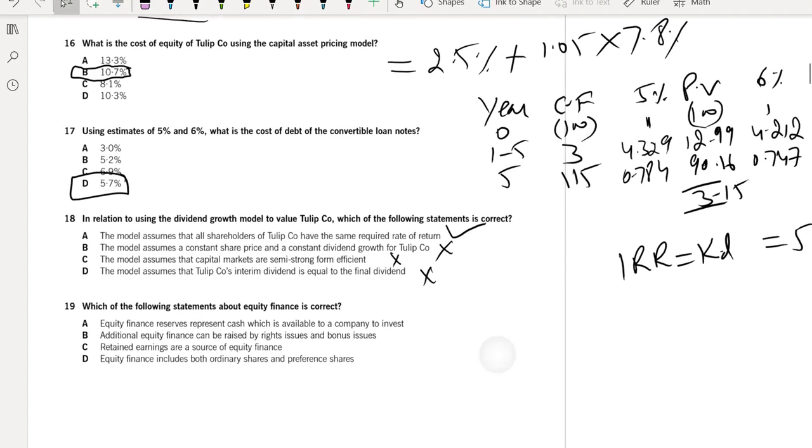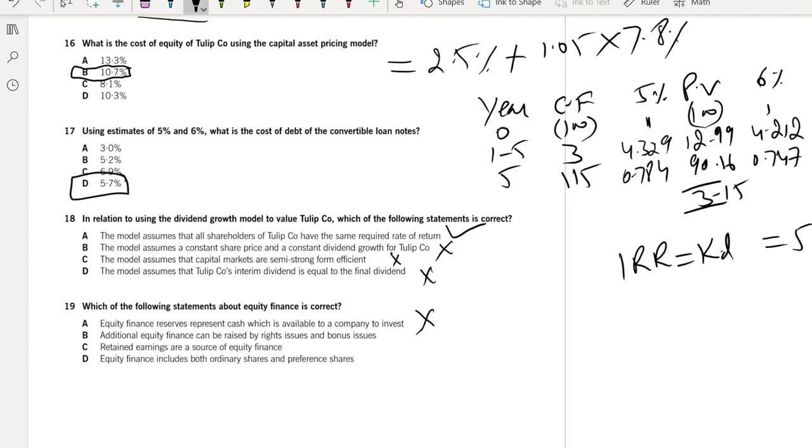Which of the following statements about equity finance is correct? Equity finance reserve represents cash. No, equity finance reserve means all the accrued earnings. It can be cash earnings, but it can also be accrued earnings. This is not a right answer.